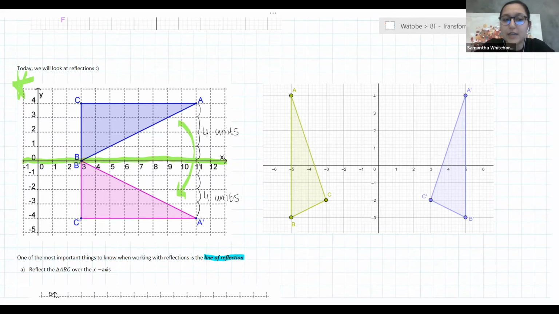Okay, can I just get a thumbs up, thumbs down if we're feeling okay with this before I move on to the next explanation? Because I know this is quite hard to visualize without anything in front of you.